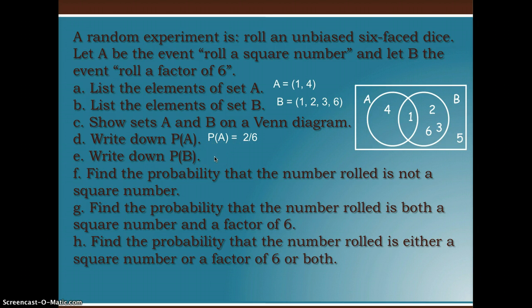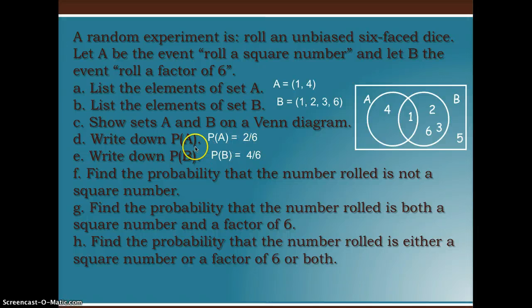Letter E, write down the probability of B. Write the math notation: P open bracket B close bracket is equal to 4/6. Let's count the number of elements in your set B. We have 1, 2, 3, 4. So you have 4 over a total of 6 elements in your universal set. So 4 over 6.